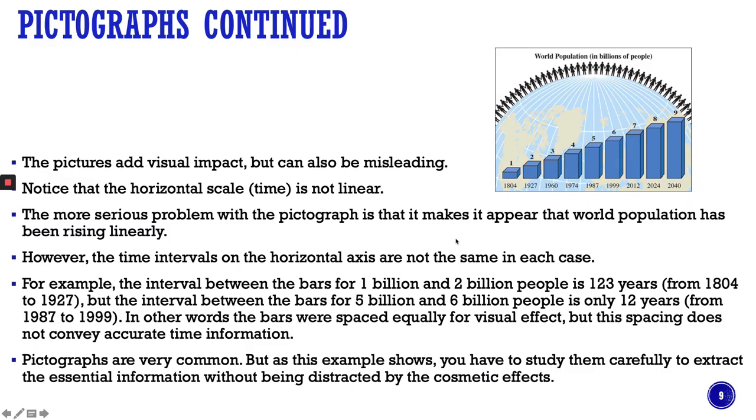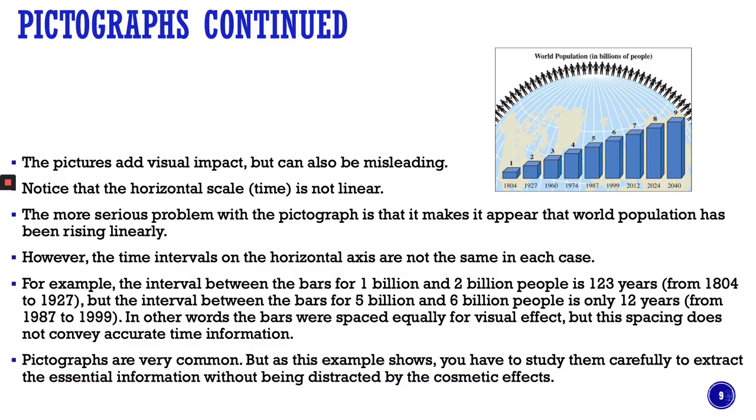Notice that the horizontal scale, time, is not linear, and the more serious problem with the pictograph is that it makes it appear that the world population has been rising linearly. Because of the amount of years they chose, it looks like this is a linear growth line that's happening right there, and it's not. The time intervals on the horizontal axis are not the same in each case.